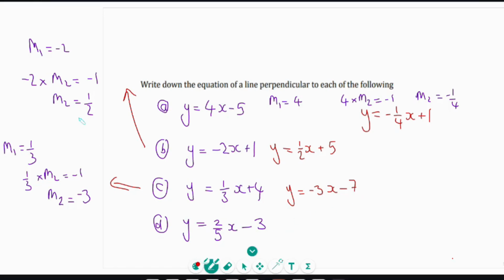And last one here, our gradient is 2/5. We know 2/5 multiplied by our perpendicular gradient is negative 1. So m2 is -1 divided by 2/5, which is -5/2. So y equals -5/2 x plus 1.